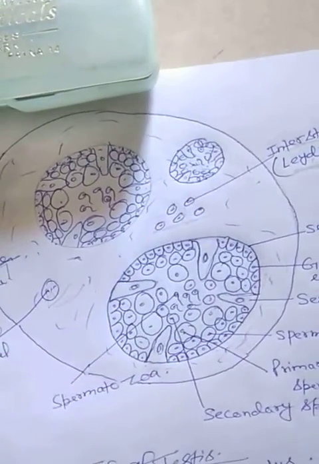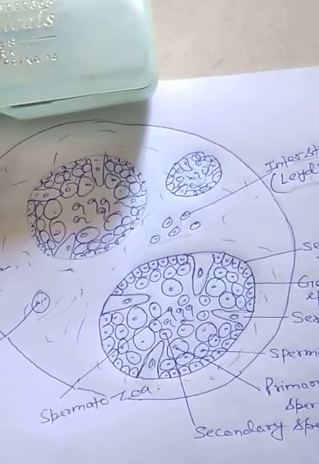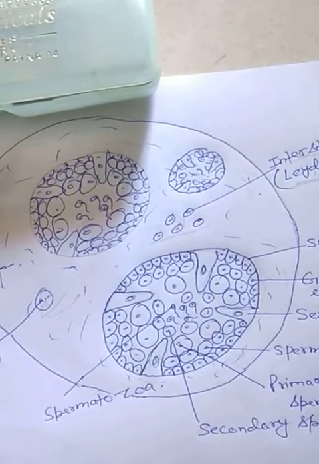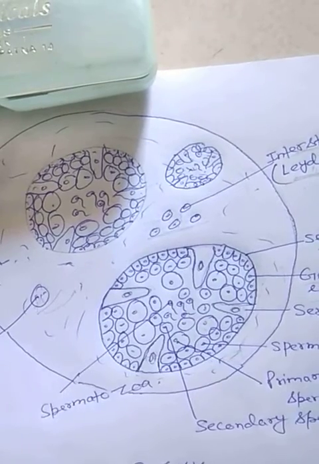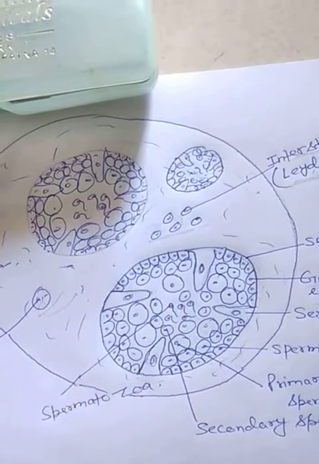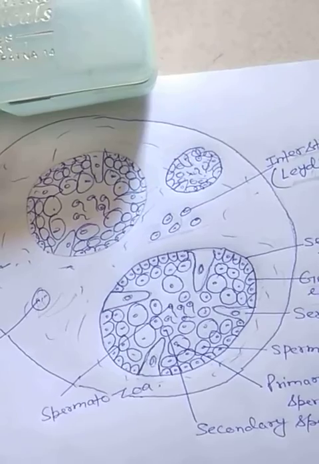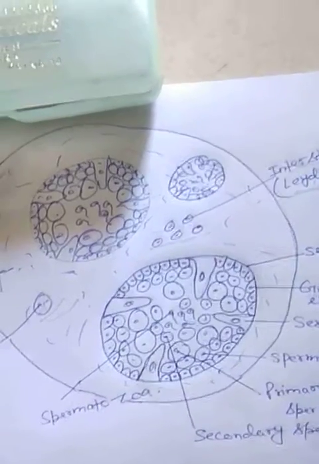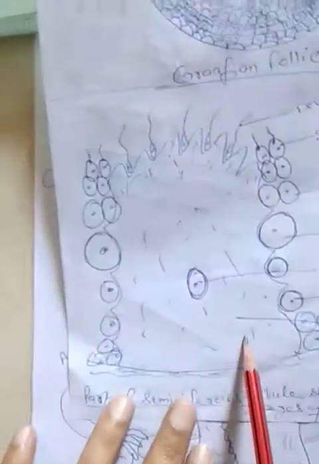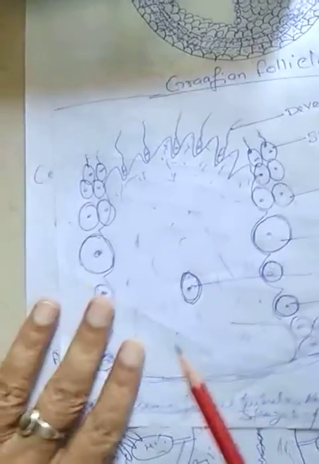So now we studied in the last video the male reproductive system, then we studied the LS of testis, and now here we studied the TS of testis. Now we will study the spermatogenesis process in human beings, meaning how spermatogenesis occurs. So now you see this diagram. This is the diagram you can see here.